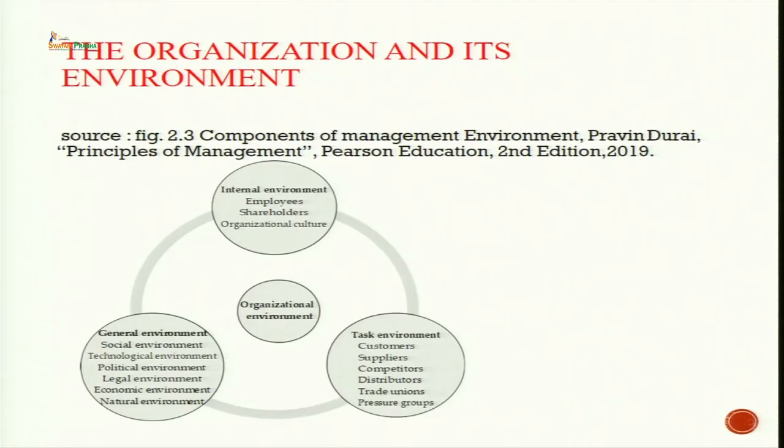Then comes the last factor under the general environment, that is the natural environment. The natural environment comprises the geographic region where the organization is flourishing or established. Under the natural environment, we have factors like what kind of water contamination or air pollution or unsafe disposal of solid or hazardous waste is taking place. Does the organization in discussion contribute to soil degradation and deforestation, because of which we are affecting the yield of the crops?